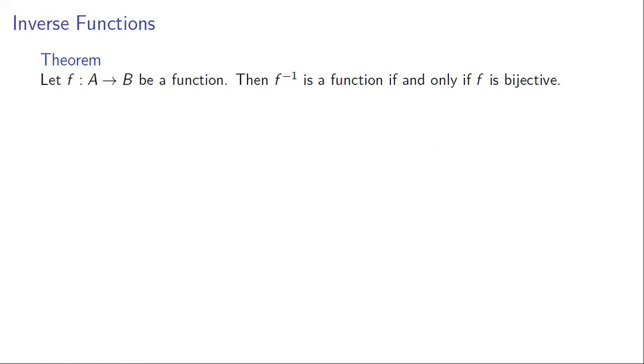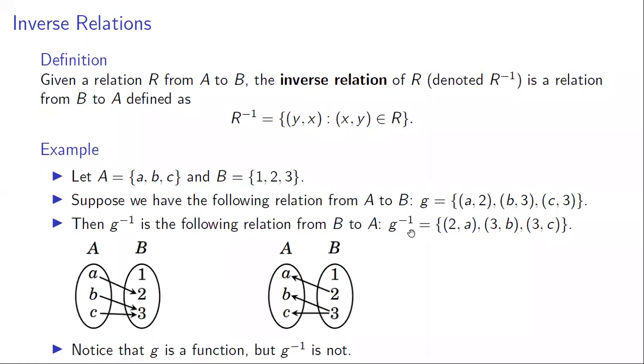So going back to the most recent example, the original function g is not a bijective function. It is a function, but it's not bijective because in particular, it's not injective. So we have two things that go to 3, B and C both go to 3. So it's a function, but it's not bijective. And therefore, the inverse of g, which is here in the middle, is not a function at all.